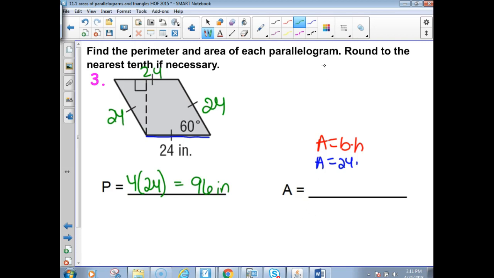Okay, and now let's figure out the height. If there's a 60-degree angle in this corner, since it's a parallelogram or a rhombus, opposite angles are congruent. So that would be 60 up there in that upper left corner. I would use special right triangles. That's what I would do because it's so much faster than trig. If the hypotenuse of this little right triangle here is 24, then the short leg is 12, and the long leg is 12 root 3.